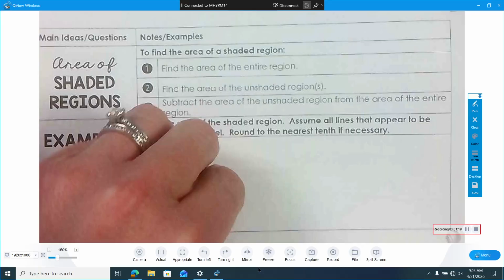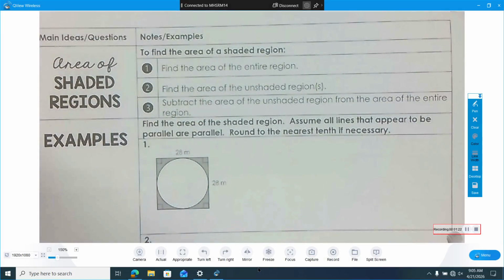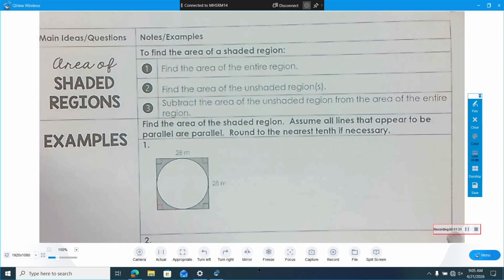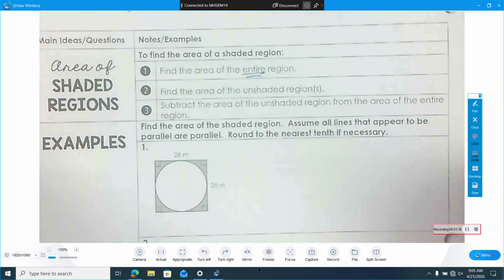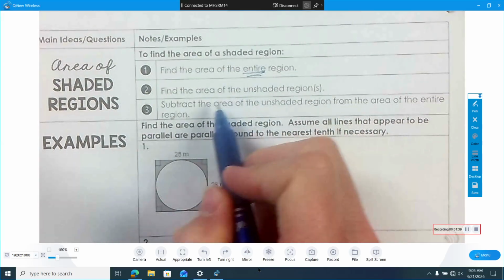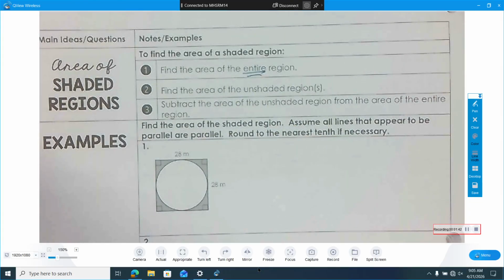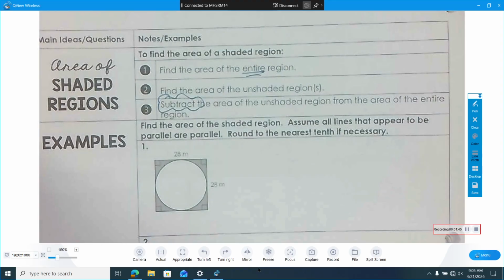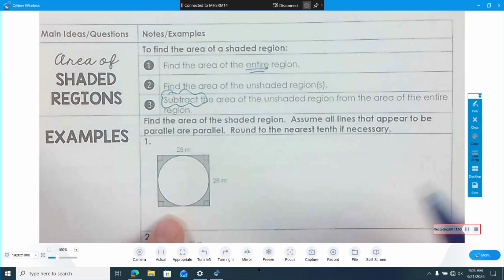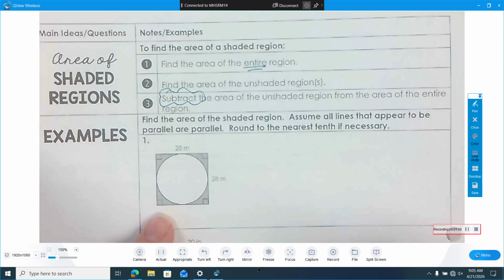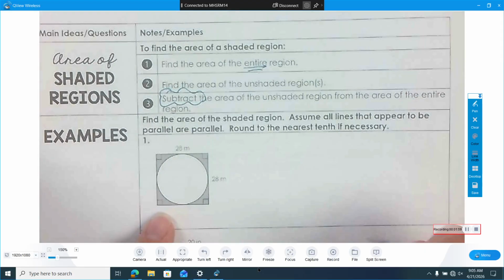And then what I want to do is remove that circular bit. And if we're going to remove something, then we're just going to subtract it away, okay? So we're subtracting out the inside piece. We find the area of the entire region, the whole thing, and we find the area of the unshaded region and subtract the two regions. I like to think about it as the outside area and the inside area, and that's how we're going to label it. So we want to find the area of the shaded region, round to the nearest tenth as necessary.